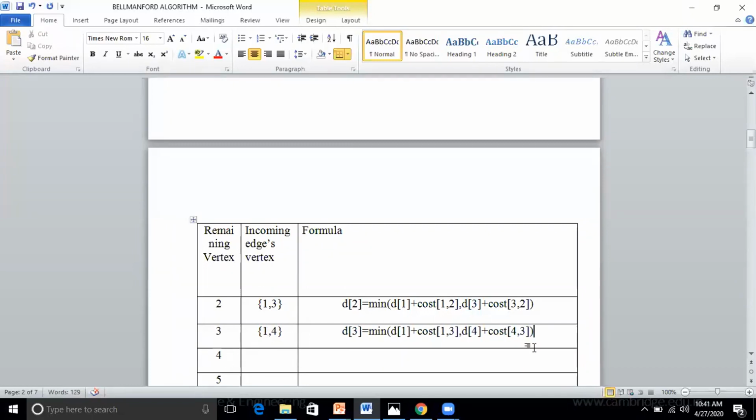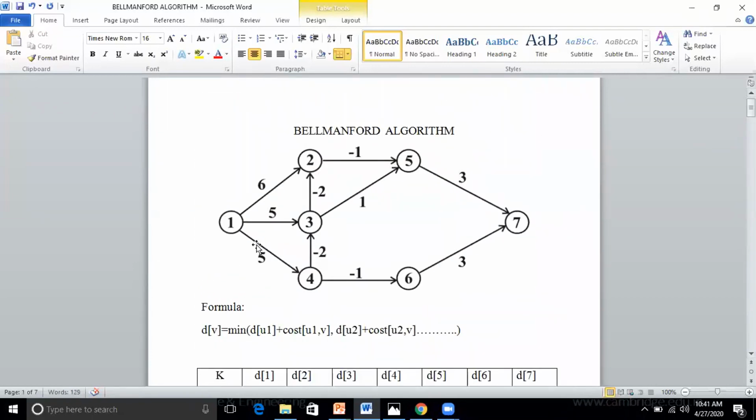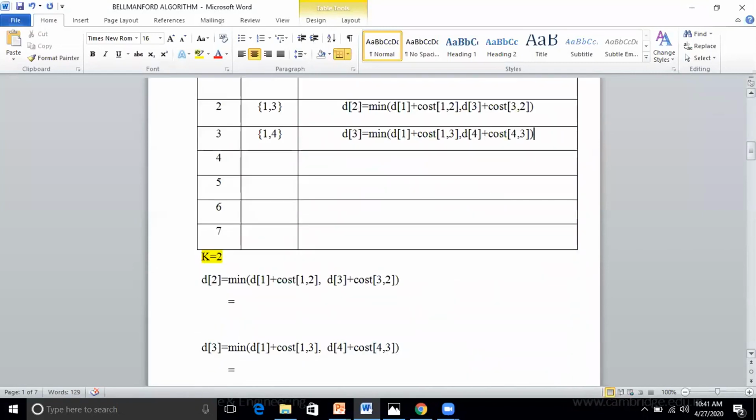Next, vertex 4. For vertex 4, how many incoming edges are there? Only 1, isn't it? Yes, sir. Since there is only 1, there is no need to write min. So directly I can write D of 4 is equal to D of 1 plus cost of 1 comma 4. Are you following, students? Yes, sir. What about 5?